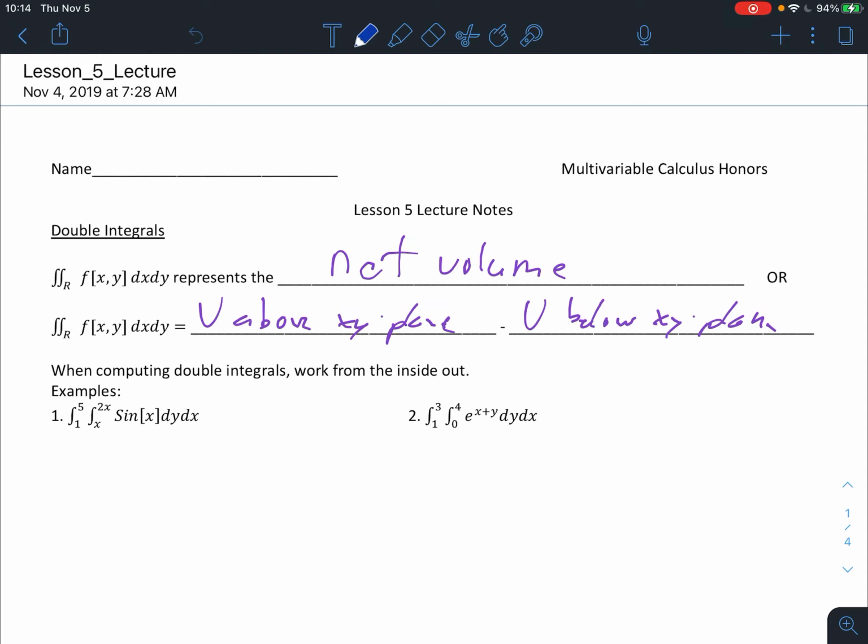Lesson 5, talking a lot about double integrals, and the big thing about Lesson 5 is the Gauss-Green formula, which we'll get to later on today. Let's start here with double integrals.